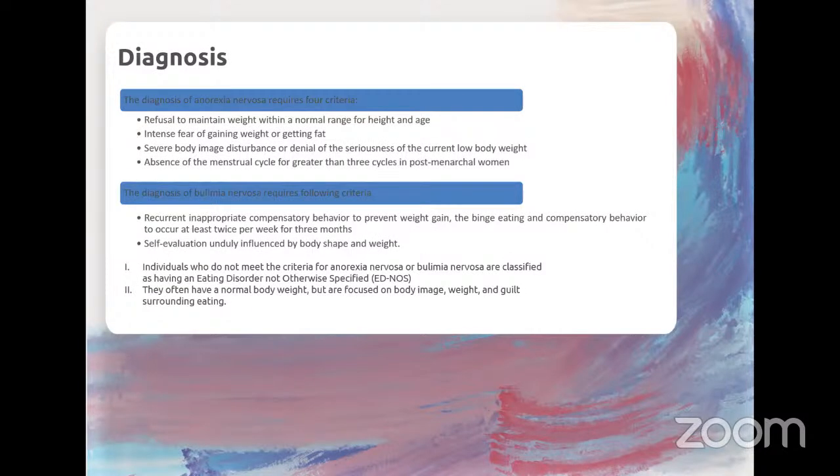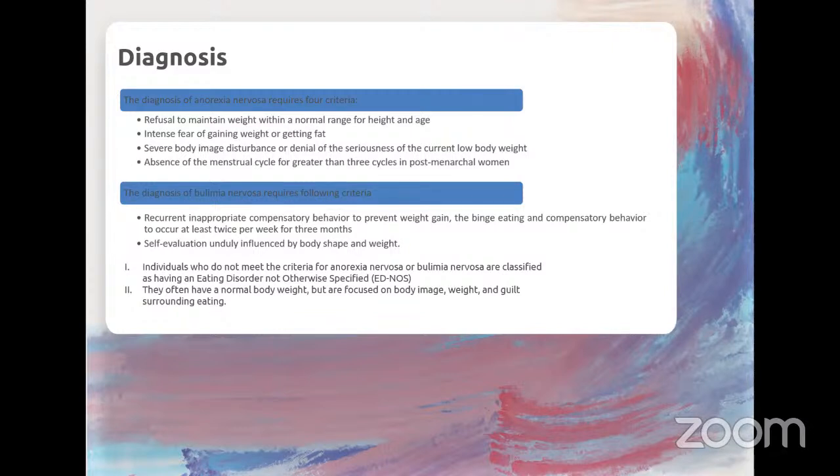Now, how do you diagnose that someone is suffering from anorexia? So first is refusal to maintain weight within the normal range for height and age. If you tell them that your weight should be 52, 53, depending on your height and age, they'll be like, no, that's a lot. I don't want that. I'm just going to maintain it below 40, 45 or like that. So that is one of the diagnostic features.